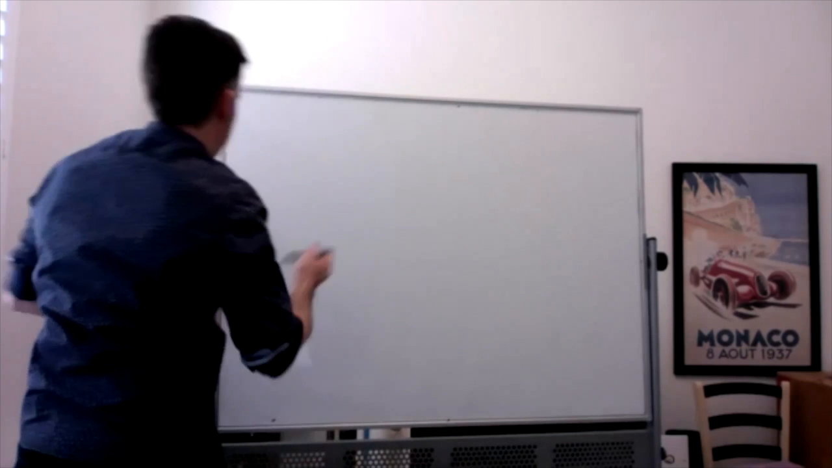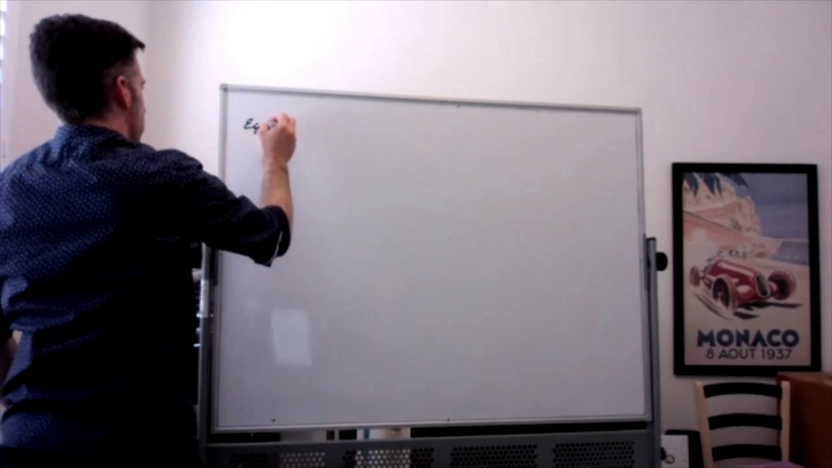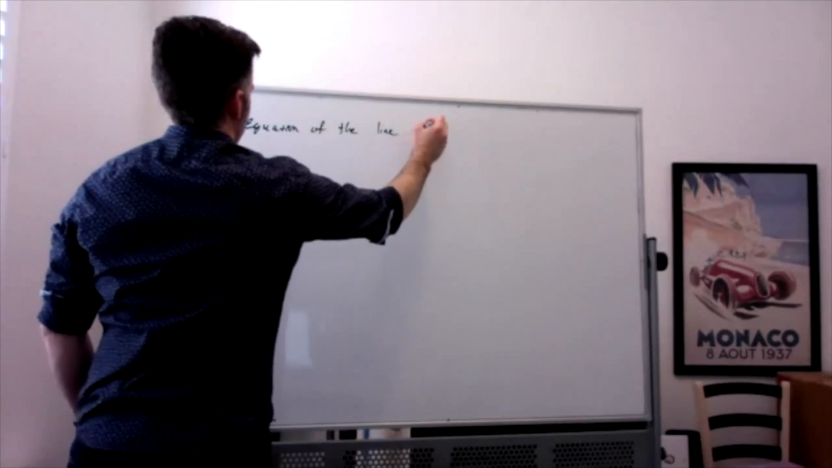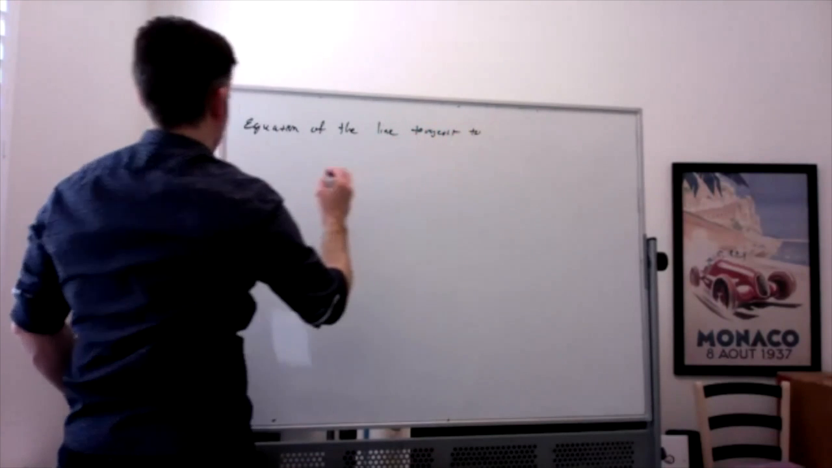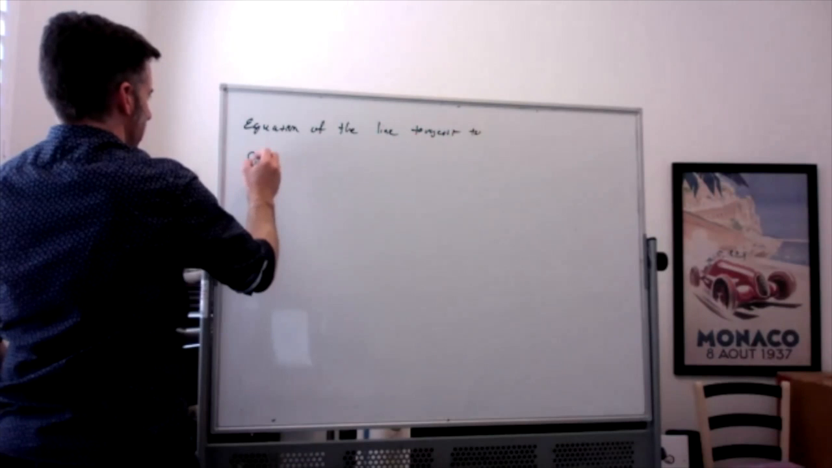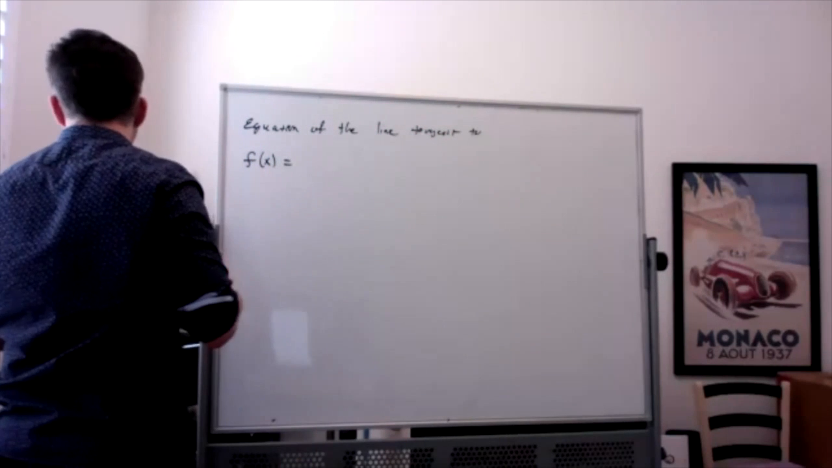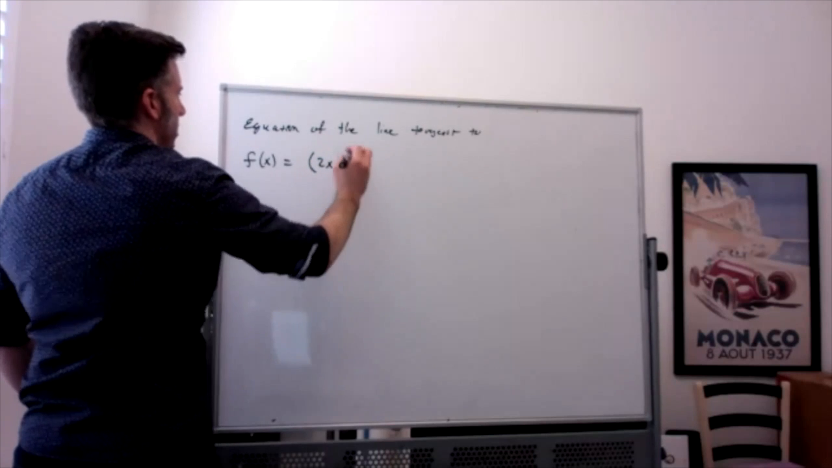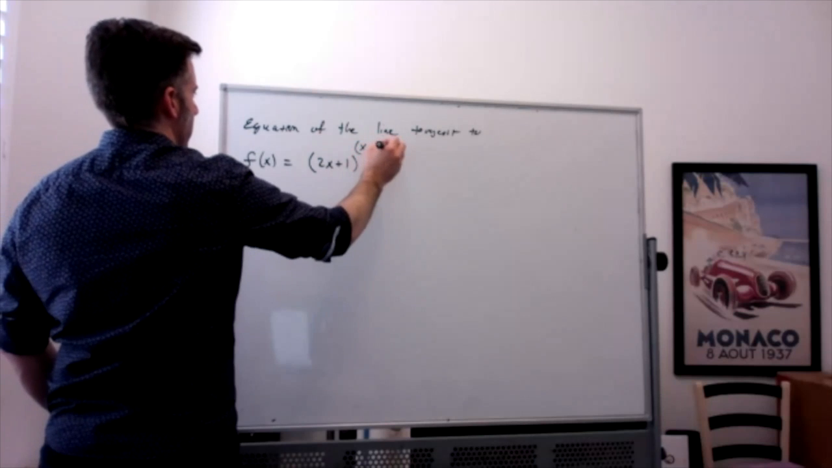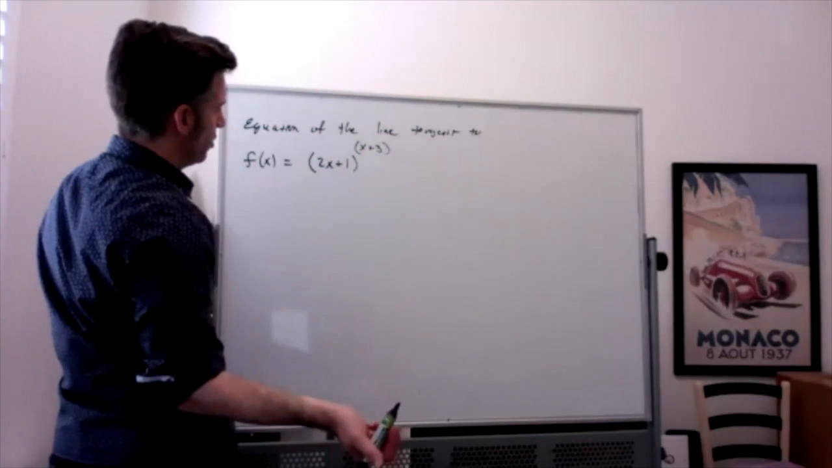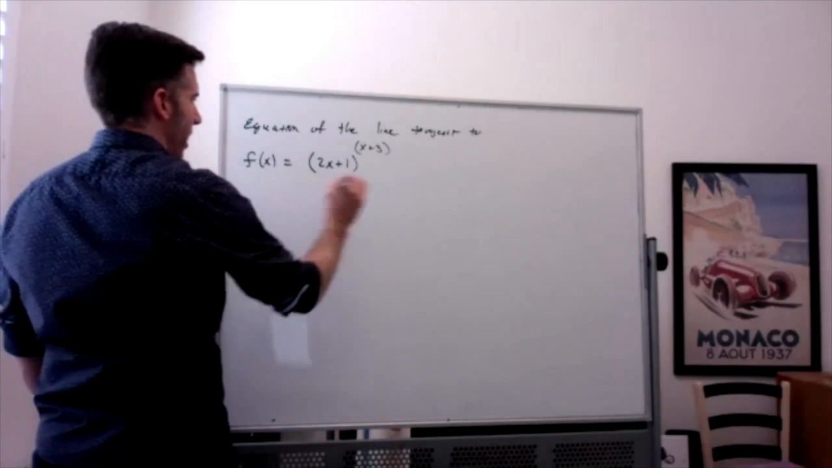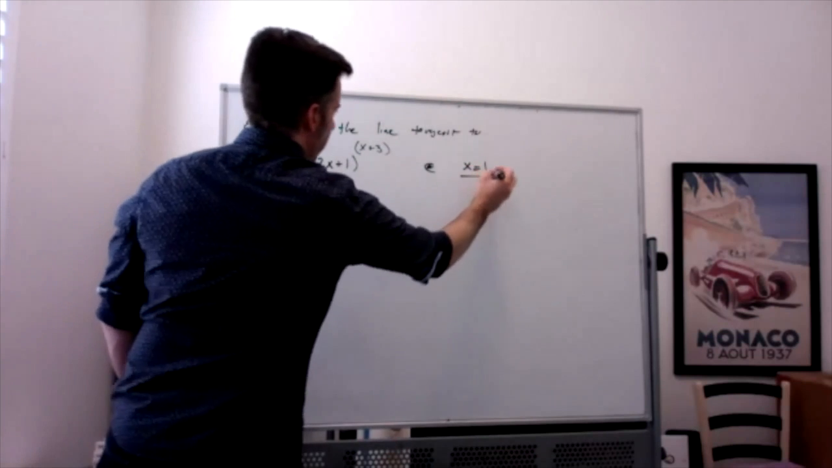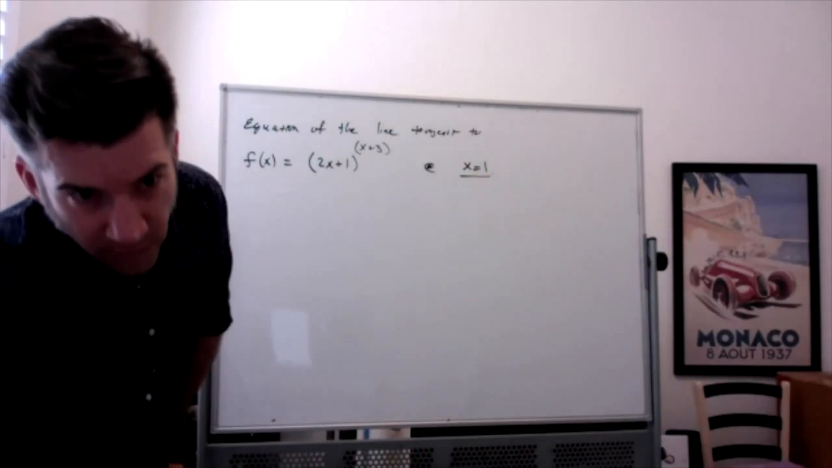Let's find the equation of the line tangent to f of x equal to, let's make it kind of saucy, let's say it's (2x plus 1) to the x plus 3 power, at x equals 1. That's going to get stupid. That's all right. It'll be fine. Cool. We can do this. Yeah, this won't be too awful.